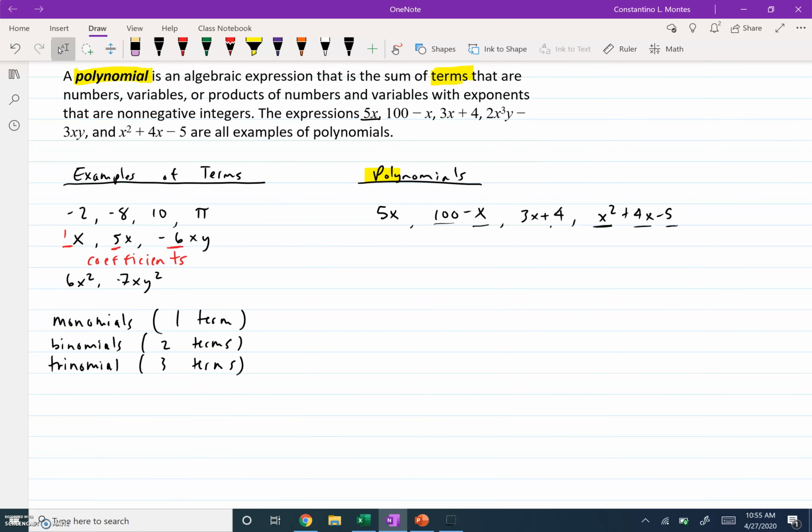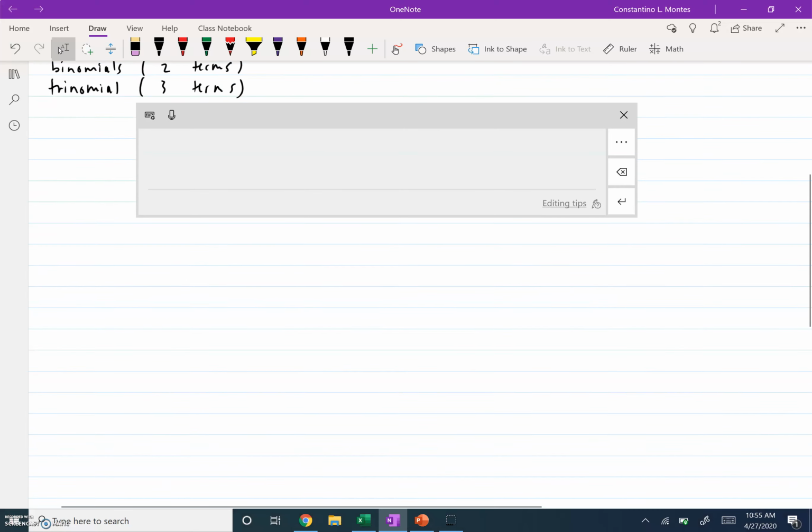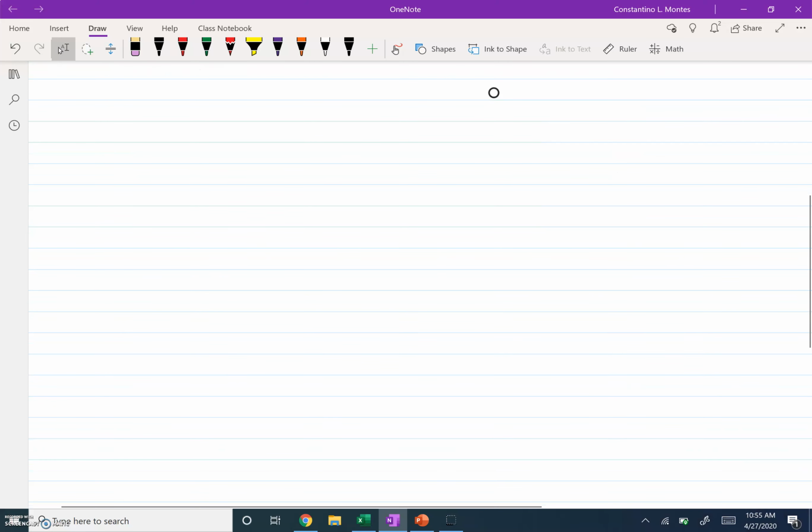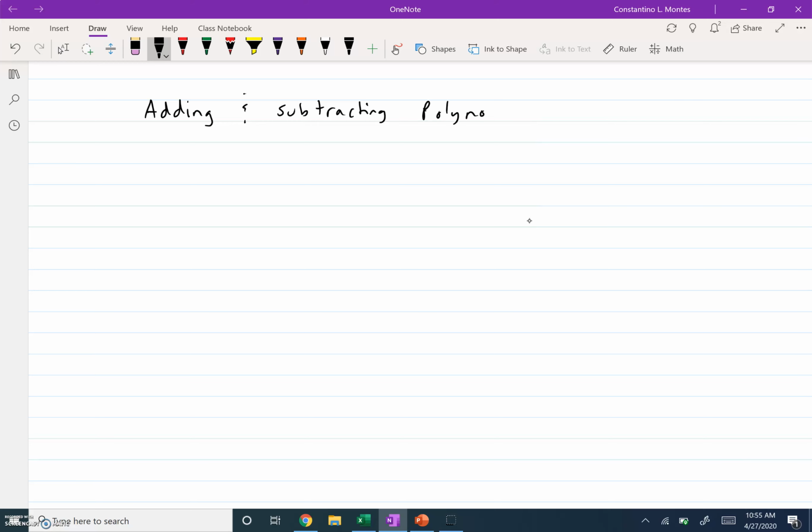So I'm going to go ahead and scroll up here, get rid of that, and we're going to talk about adding and subtracting polynomials. So the way this works is there's a couple of rules. We can only combine things that we call like terms, right? So what are like terms?